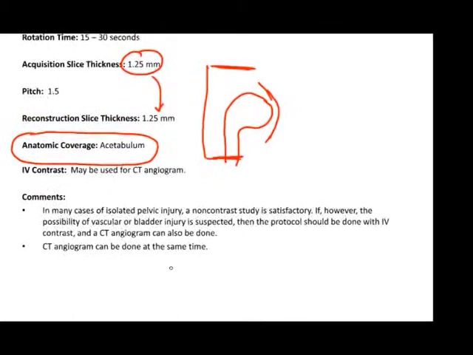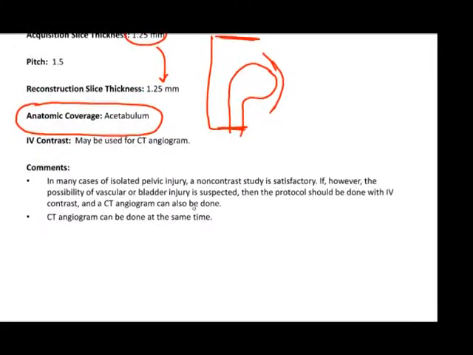So if there's any question, if the patient has some abnormality to the bladder, anything like that in the lower portion, then you can inject contrast, but this is going to be at the discretion of the ER physician or the physician that is ordering this. Also, it's important to note that a CT angiogram can be done using the same scan settings, just only injecting, but typically not going to be.